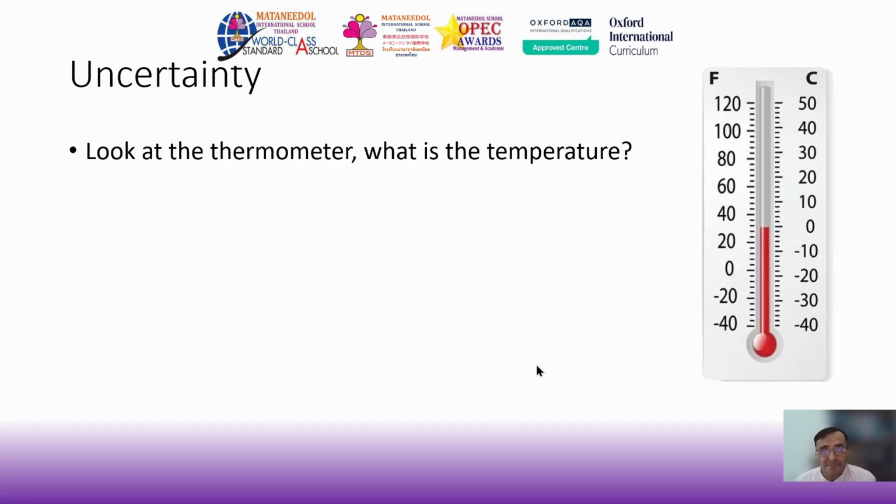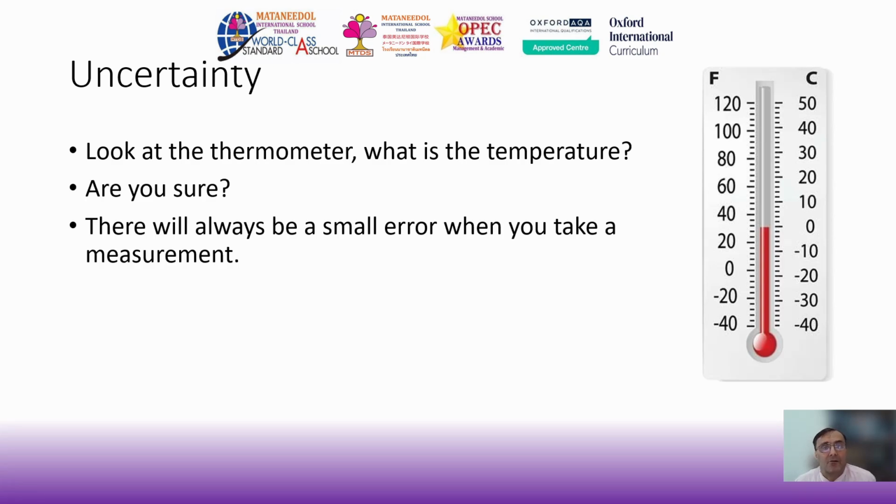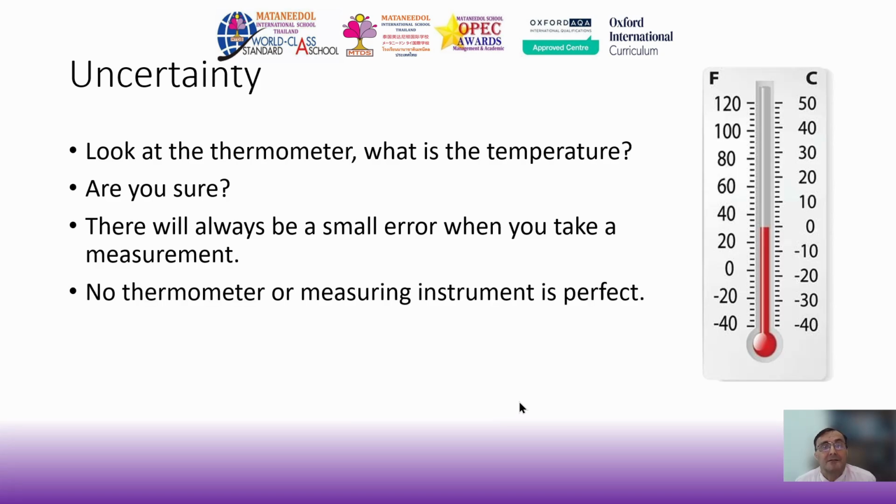Uncertainty. Look at the thermometer. What is the temperature? So somewhere between 0 and 1 degree. We know roughly what it is, but how precise do we want to be? How many decimal places? So there's always going to be a small error when we take a measurement. No thermometer or measuring instrument is perfect, and we have to understand that when we are doing an investigation.